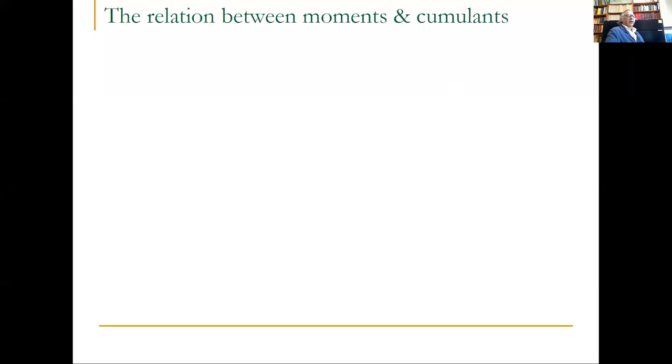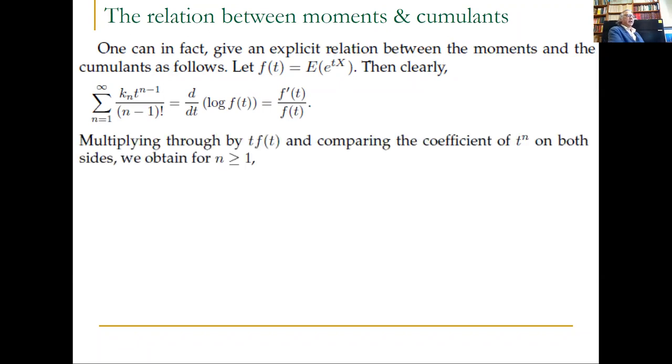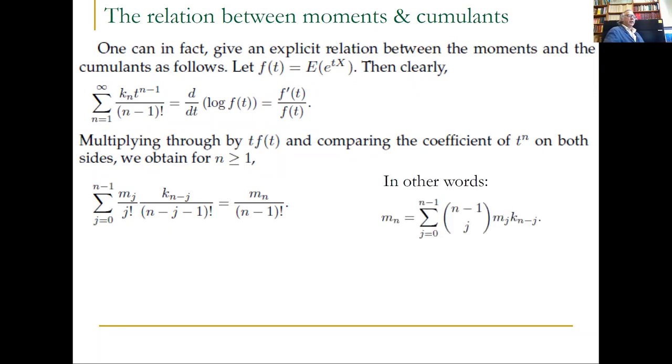So the relation between the cumulants and the coefficients. One can in fact give an explicit relation between the moments and the cumulants as follows. Put f of t equal to the expected value of e to the tx, and then you just look at the log of that thing. That's how you get the cumulants. So the cumulant generating function is just log f. We differentiate it so that we get some handle on things, and multiplying through by t times f of t and comparing the coefficient of t to the n on both sides, we obtain a beautiful formula: the nth moment of the original distribution is recursively determined in terms of the previous moments and the cumulants. In other words, the nth moment can be written as the summation of (n minus 1 choose j) times m sub j times k sub n minus j.